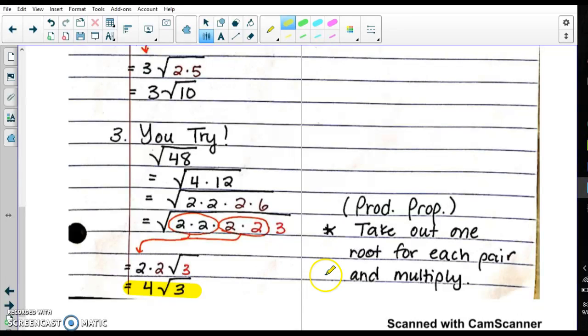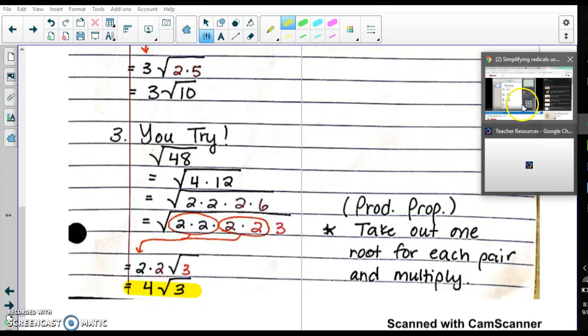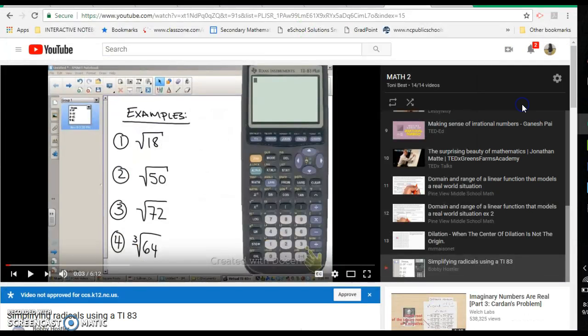Now, I'm also going to show you guys how to simplify using the calculator by watching this video here. I'm going to let him go through one example and then I'm going to link this video so you guys can watch it some more with him. But this is a quick and easy way to simplify square roots as well.